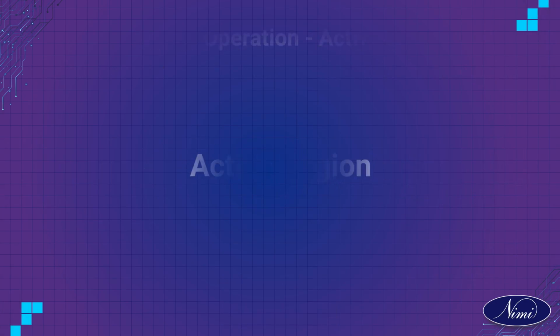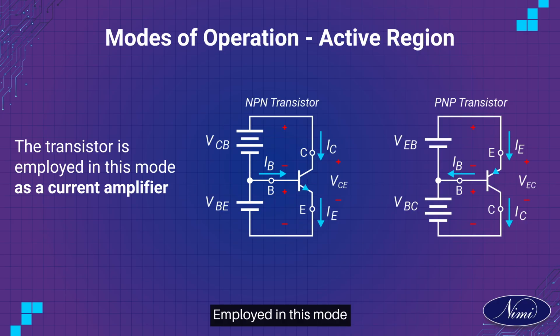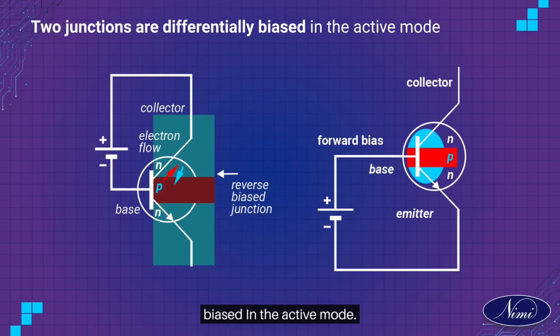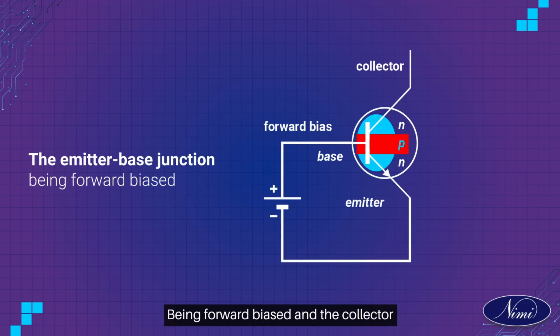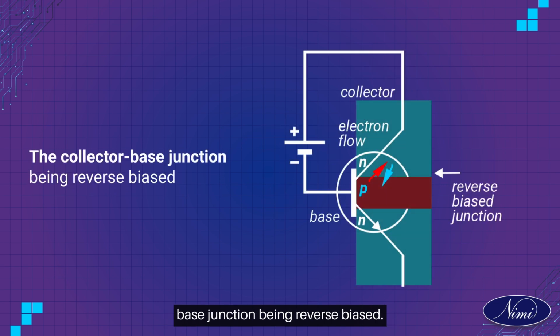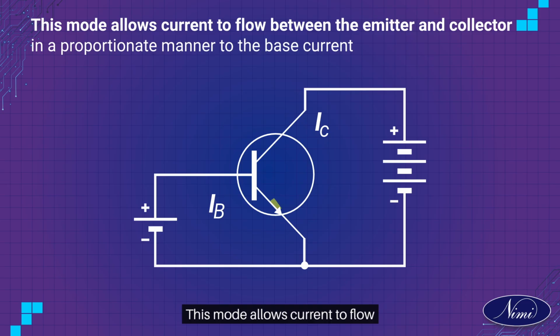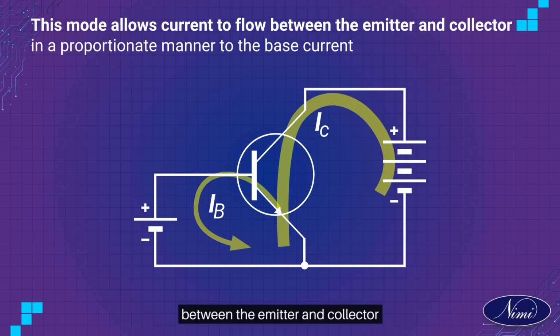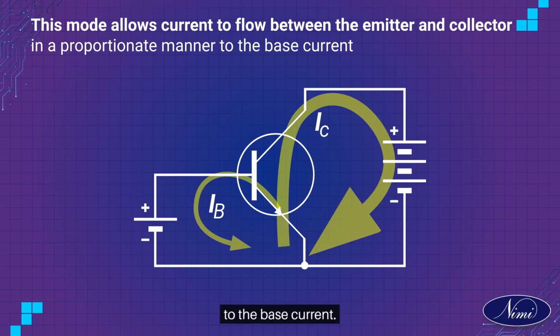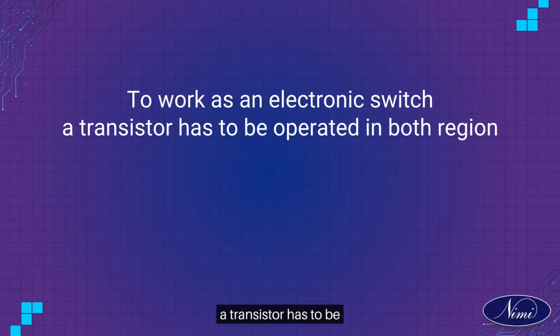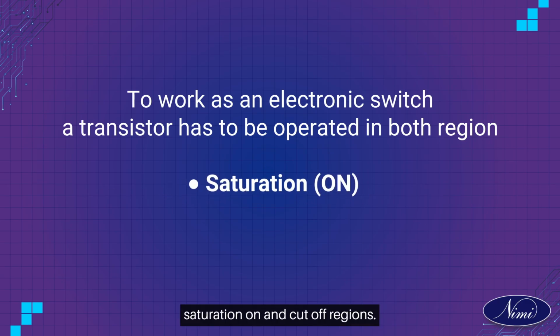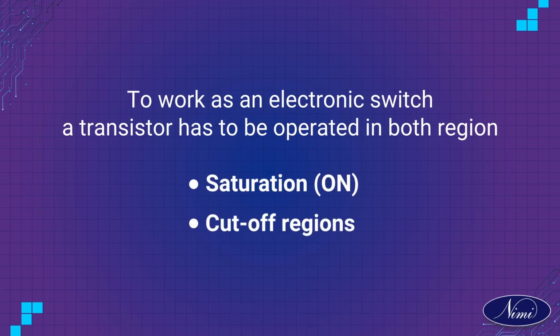Active region. The transistor is typically employed in this mode as a current amplifier. Two junctions are differently biased in the active mode, with the emitter base junction being forward biased and the collector base junction being reverse biased. This mode allows current to flow between the emitter and collector in a proportionate manner to the base current. To work as an electronic switch, a transistor has to be operated in both saturation on and cutoff regions.